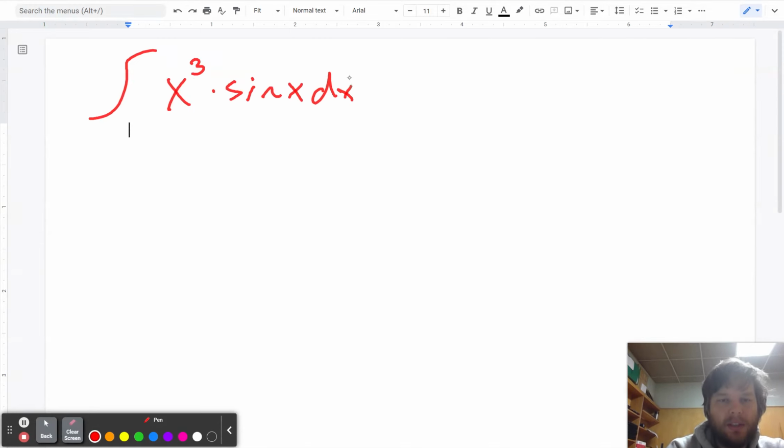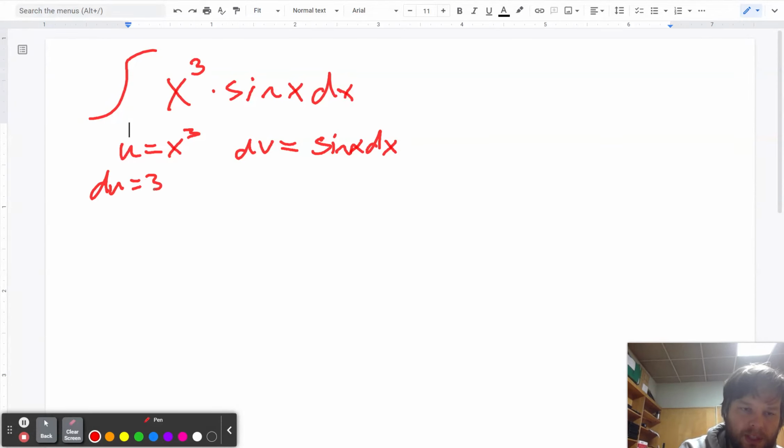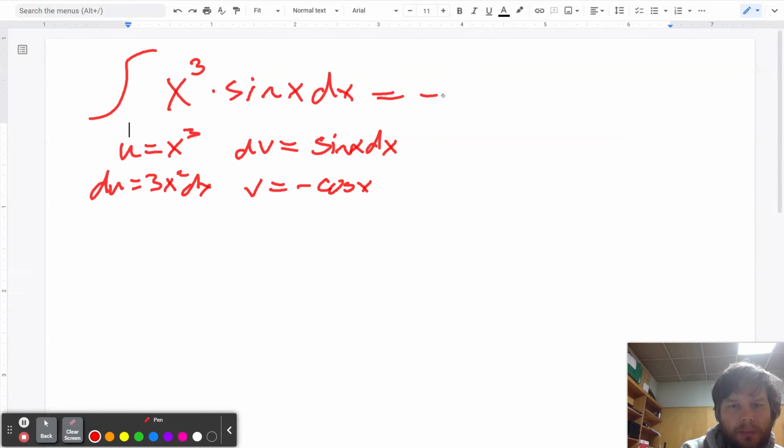So you could have a situation like this, where maybe you have x cubed times sine of x dx, and you're like, okay, I know that if I take the derivative of x cubed, it'll get better. And if I take the antiderivative of sine, it doesn't get better or worse. It stays basically the same. So du would be 3x squared dx, and v would be negative cosine x. So we're making a little bit of progress. Here's our uv minus the integral of v du.